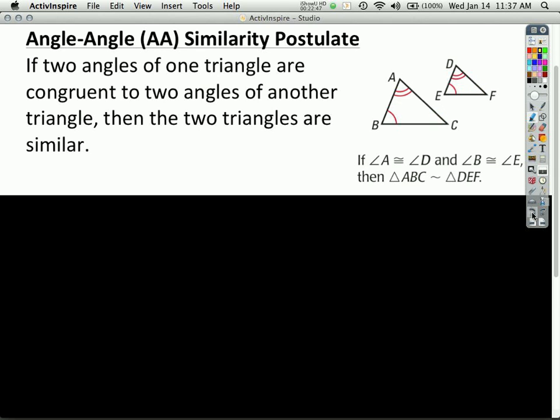But you don't have to. Now we have a little bit of a shortcut. If you have two angles congruent to two other angles, you can automatically say that the two triangles are similar. Any other questions or comments? All right.